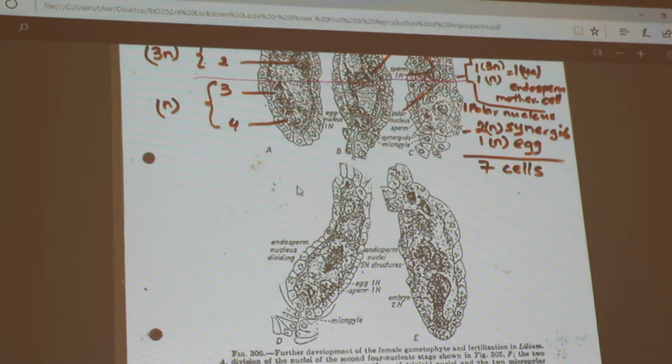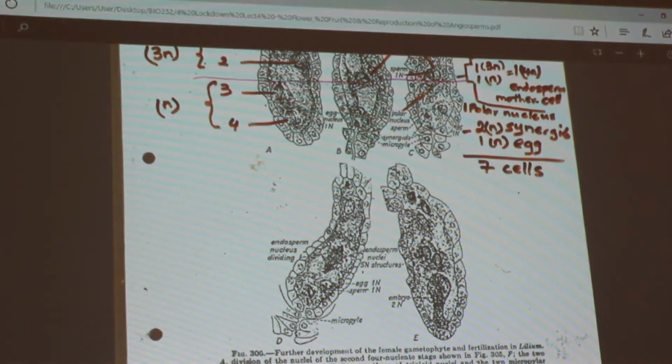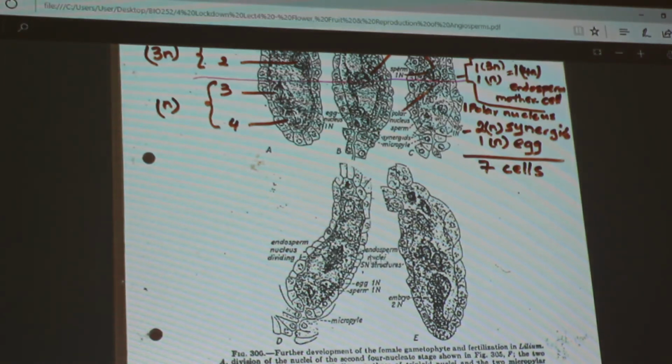Once we have the antipodals that are 3N, they will disintegrate. It really doesn't matter. But the important thing is the 4N nucleus is the endosperm nucleus, and this apparatus remains the same as we had before. Now let us see what happens. This is the end of maturity. Now let us see what happens in the life cycle.